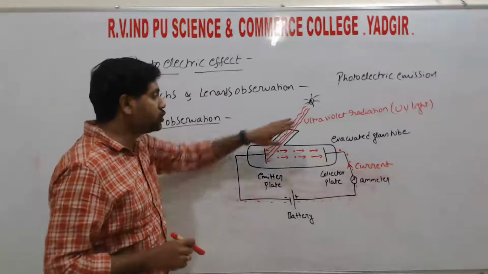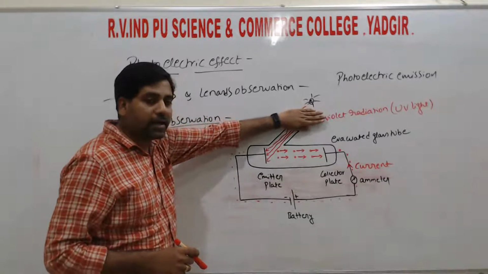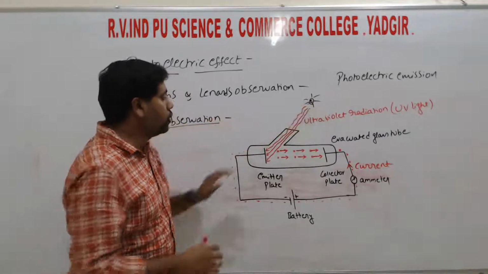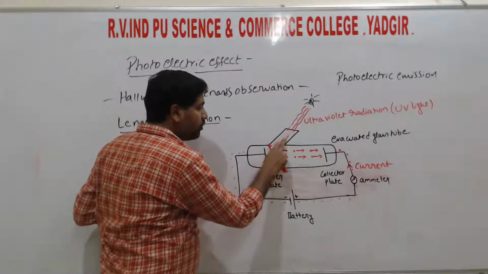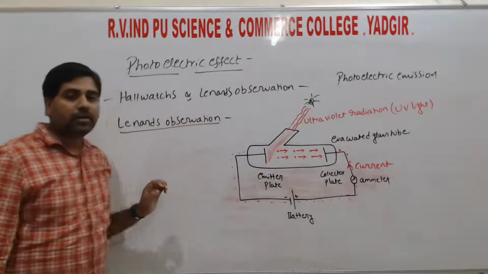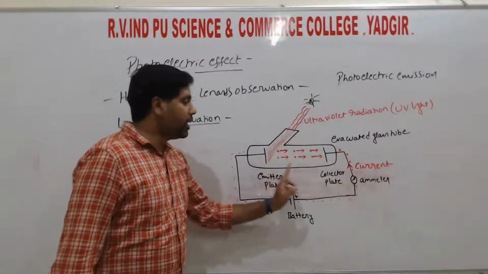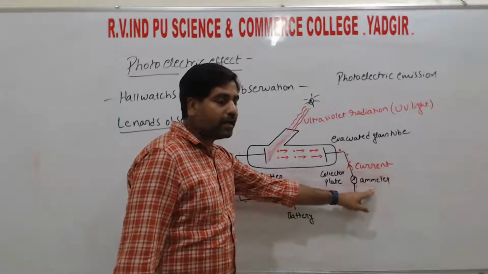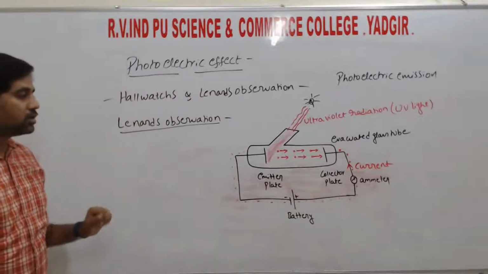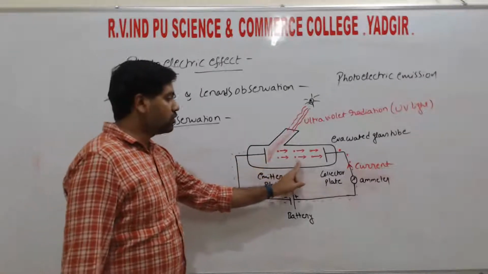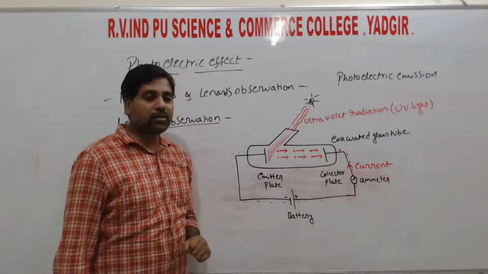Later what he did was stop the light, that is the ultraviolet radiation was stopped from falling on this metal plate. Then he observed that there was no flow of current, right? So when he stopped the ultraviolet light falling onto this emitter plate, there was no flow of current in the external circuit. So he concluded that when the UV light falls onto this metal surface, the electrons are emitted from that metal surface and the current flows in the external circuit.